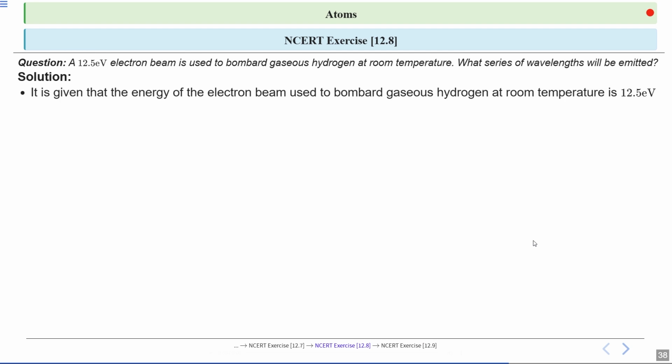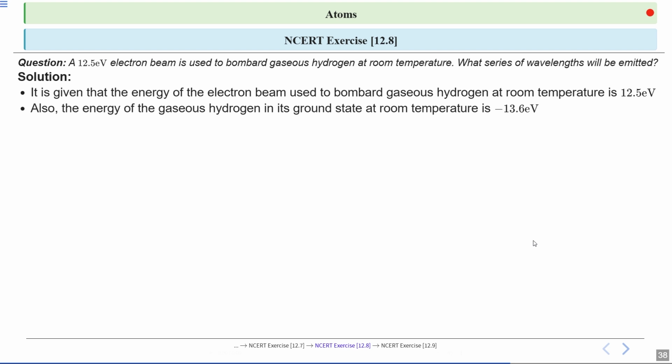First, let's note the energy of the electron beam. It's 12.5 electron volts, and remember 1 electron volt is the amount of energy gained by an electron when it's accelerated through a potential difference of 1 volt. This energy will be transferred to the hydrogen atom during the collision.